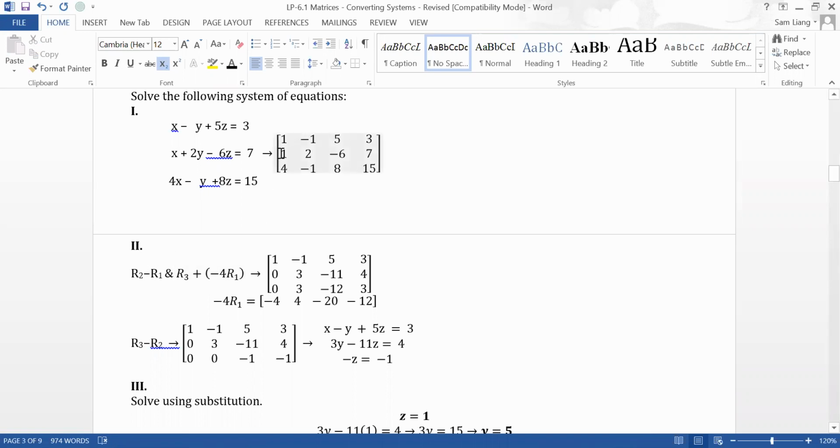So row 2 minus row 1, here we have 1, 2, negative 6, 7. We're going to subtract row 1. So 1 minus 1 is 0, which we have here in the next representation of the matrix. And then 2 minus negative 1 is 3, right? 2 minus negative 1 is 3, which we have here. Then negative 6 minus 5 is negative 11. And then lastly, we have 7 minus 3, which is 4. So all we did was take row 2 and subtract row 1. So 1 minus 1 is 0, 2 minus negative 1 is 3, negative 6 minus 5 is negative 11, and 7 minus 3 is 4.